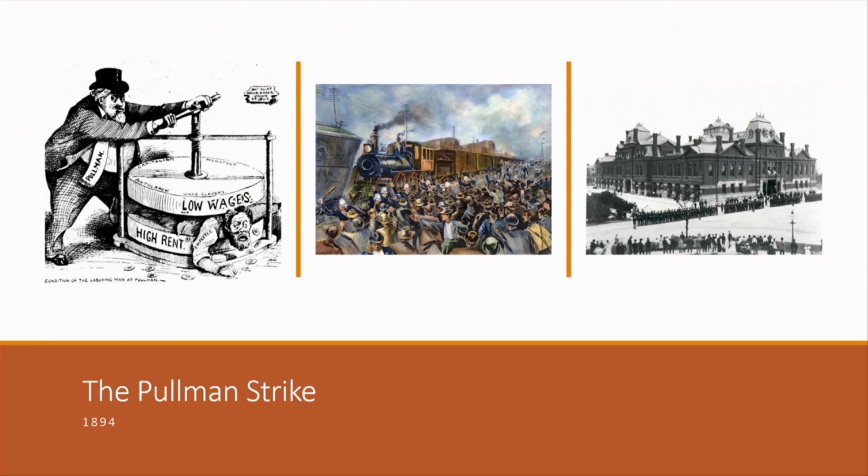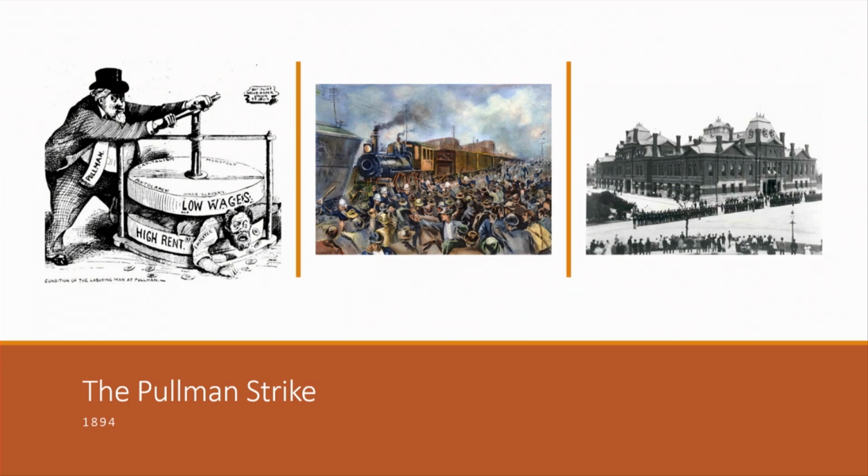So what we see is that the Pullman strike, these workers at the Pullman factory have support from a different railway union. The members of the railway union go out on strike, and it shuts down rail traffic across the country. Trains were not running. There was a virtual standstill of all rail traffic west of Chicago. There were no trains running.